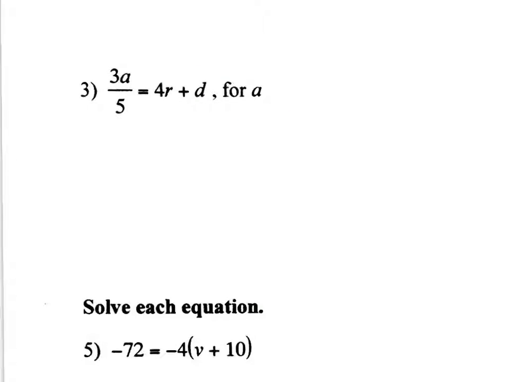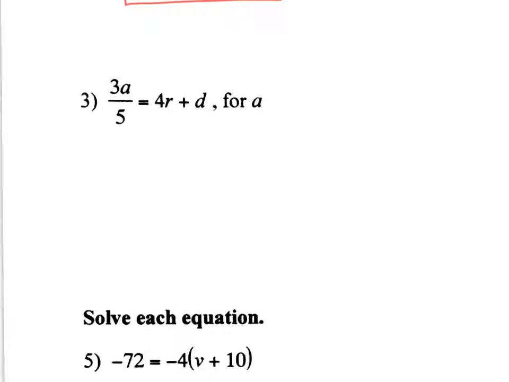Question 3, they're asking us to solve for a. There's a few different things we can do here. Some of you, I think, are mostly going to see that this is division by 5, so to undo it, I need to multiply by 5. You're multiplying this entire right side by 5, so the best way to indicate that is to use parentheses. So when I do that, I'm going to write 3a equals 5 times 4r plus d.